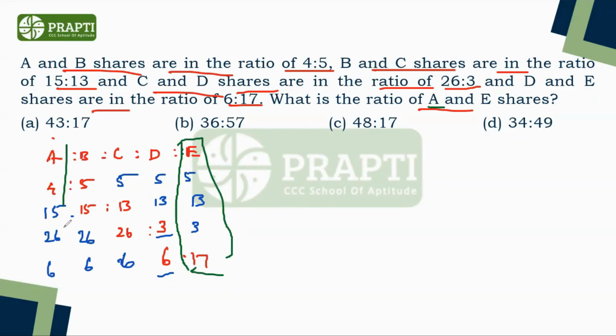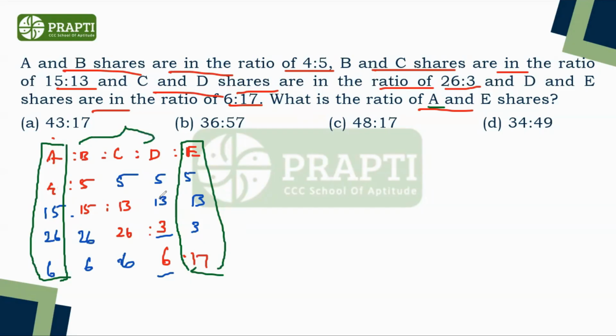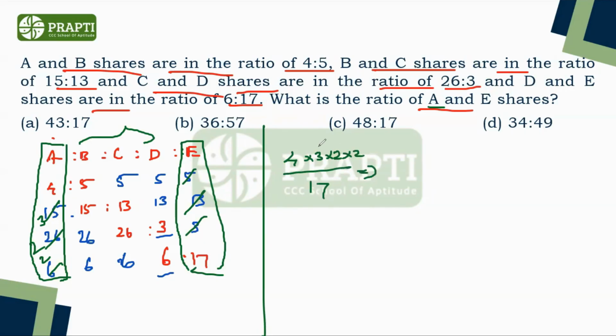We need E and then we need this particular A. So here you can cancel, forget this 3, and then you just cancel these, leaving A and E alone, because it will be in the fraction only, right? So 13 one times here, 13 two times, 3 one times here, 3 two times, 5 one times here, 5 three times. So multiply the remaining: 4 into 3 into 2 into 2 divided by 17. So at last you will be getting 4 3s are 12, 2 2s are 4. 12 into 4, 48 by 17, which is nothing but option C.